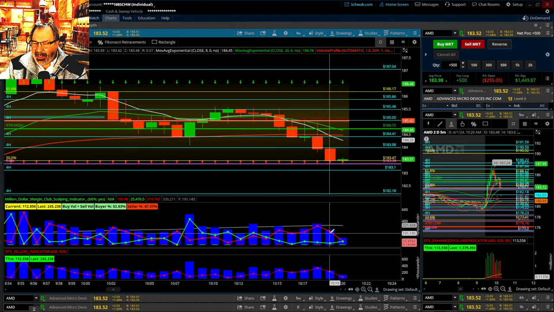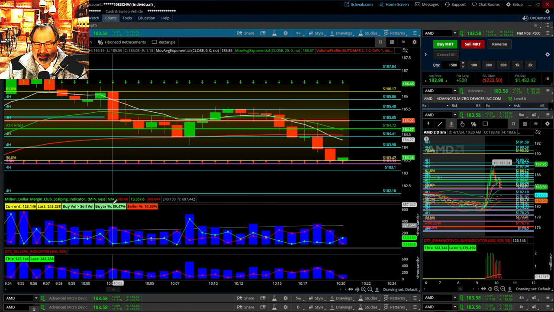But the sellers are going down here. Strength's going down. Buyers are going up. See the strength over here on the scalper's indicator? This is a great indicator, by the way. You gotta get it. It's free. Just grab it.